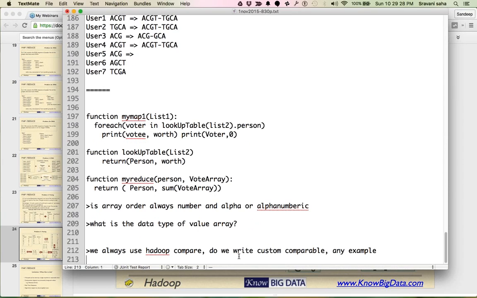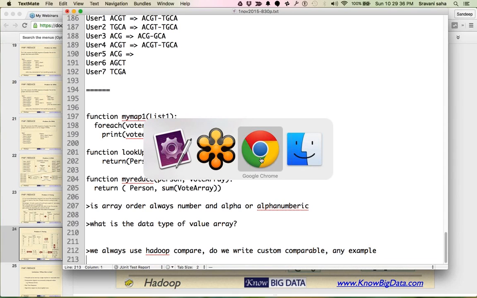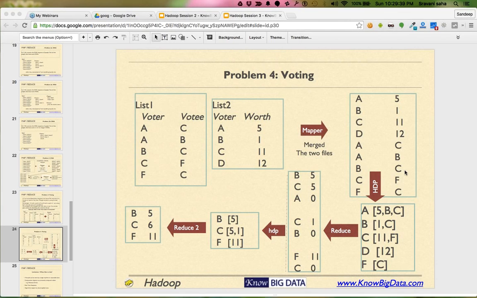Now, Naveen's question is, do we always use Hadoop's comparable, or do we write a custom comparable? You write your custom comparable, yes. Okay, those are for complex objects if you are trying to do the complex object. All right. But the concept remains exactly the same.